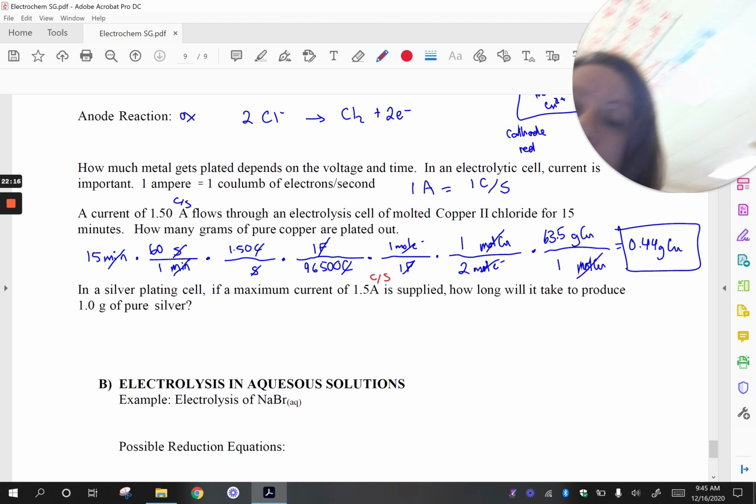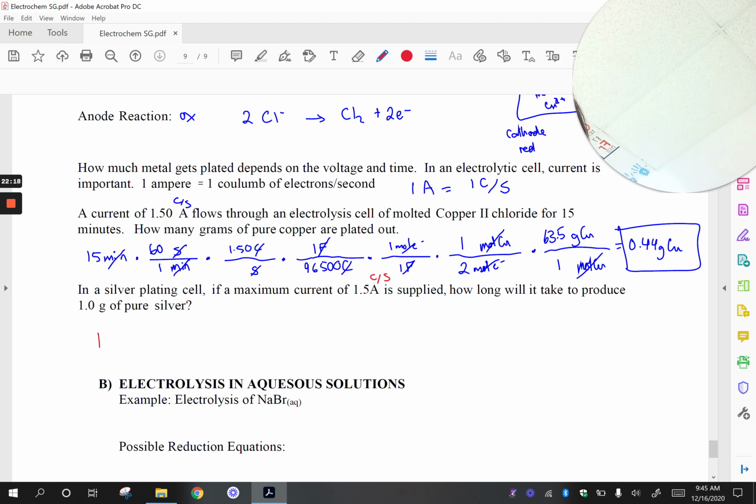Again, if you start with the 1.50 coulombs per second, that would work as well. So I'm going to start with grams of silver. I'm going to go to moles of silver. It's the link between anything. It's always moles, right? 1 mole of silver is 107.9 grams. Okay, got 2 moles of silver.